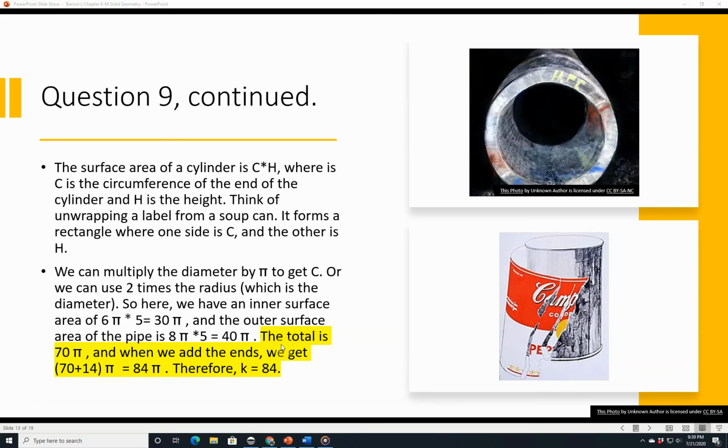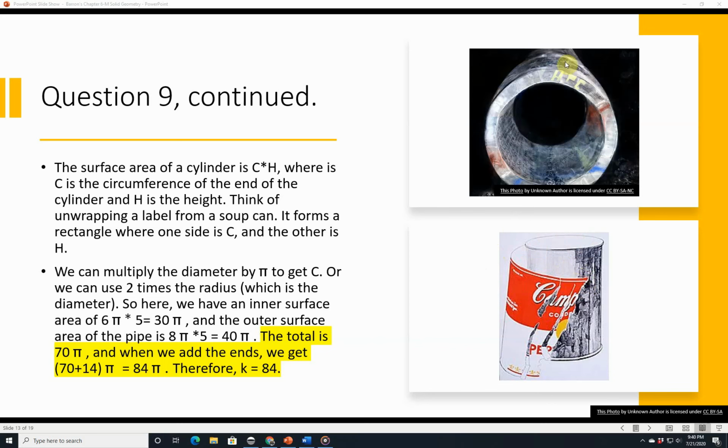Anyway, the surface area of a cylinder is C times H, where C is the circumference of the end of the cylinder and H is the height. So you can think of unwrapping the label from a soup can. It'd probably be better to do it a little more neatly than they do it in this picture here. So it forms a rectangle where one side is C, the circumference of the soup can, and the other is H. The circumference would be the length of the soup label, and this would be the height of the soup label from the top to the bottom.